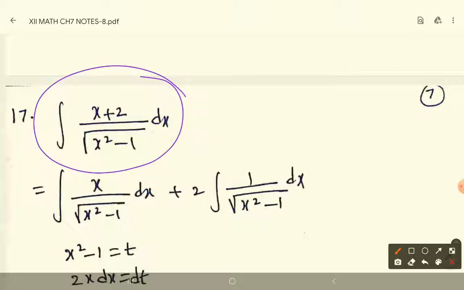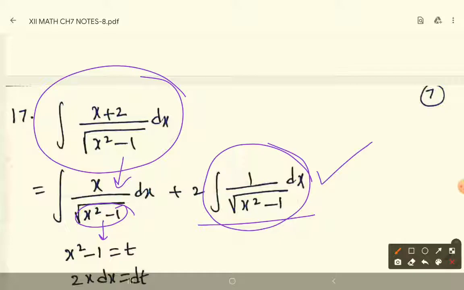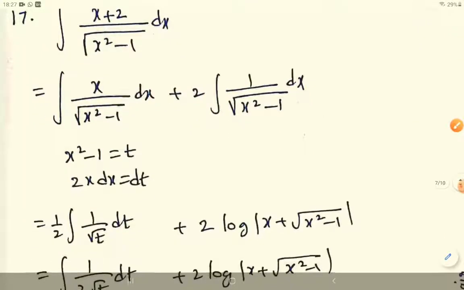(x plus 2) by root over (x square minus 1) becomes x by root (x square minus 1) plus 2 by root (x square minus 1). So here substitution should happen for the first term, and here the formula can be applied for the second. Substitution means taking x square minus 1 is equal to t.